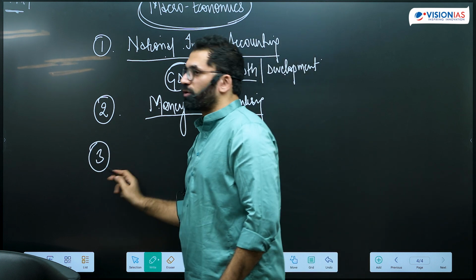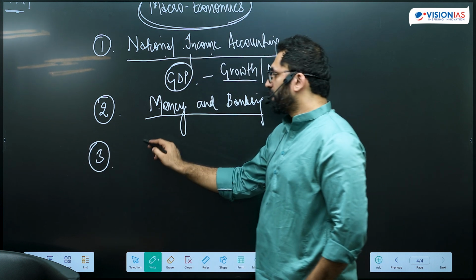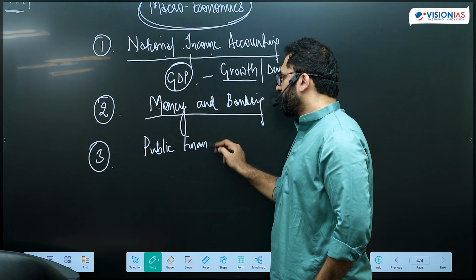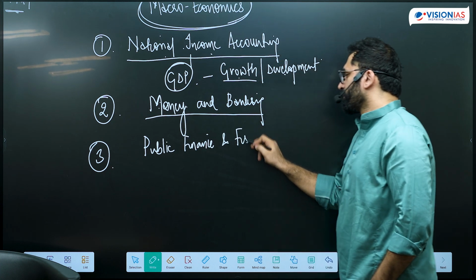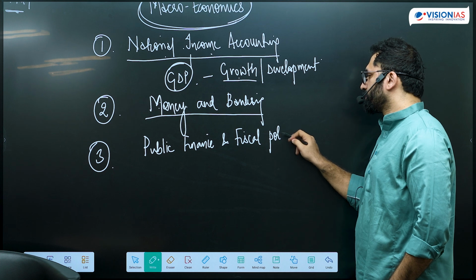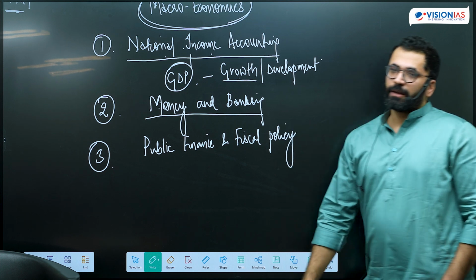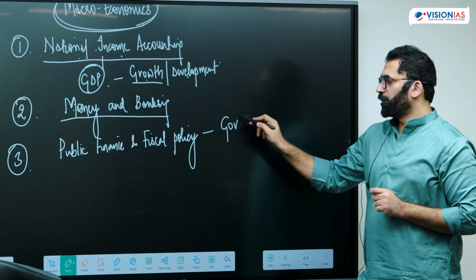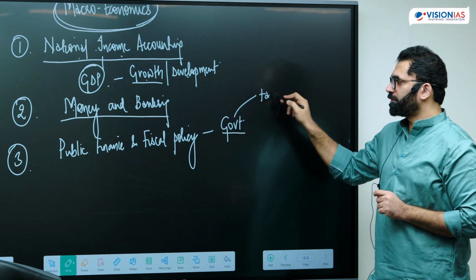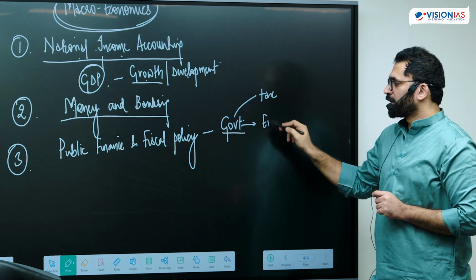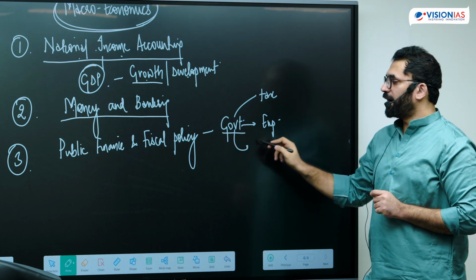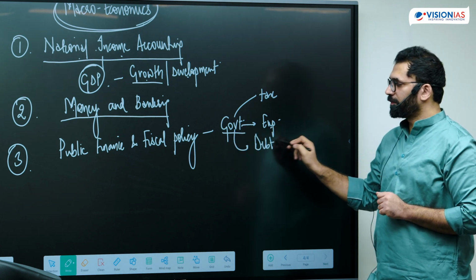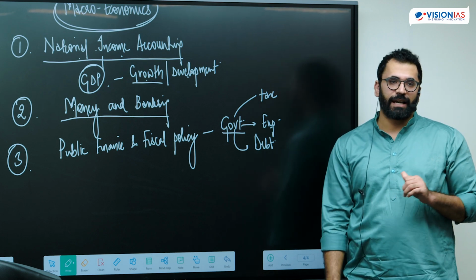Then we talk about what the role of the government is in the economy. That is the topic of public finance and fiscal policy. Public finance and fiscal policy talks about three things. What is the government doing in terms of collection of tax, spending money, and if the government spends more than what it collects, the government will have debt. So understanding the basics of this.